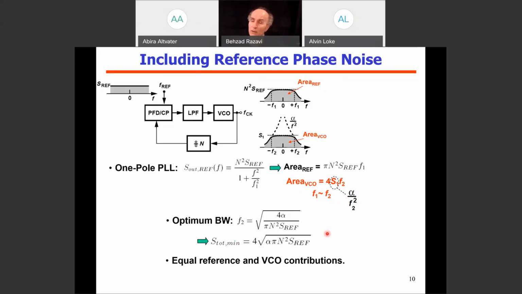Also keep in mind that, as we see, the loop bandwidths are going down in this situation. To reduce the loop bandwidth, we inevitably end up using a large damping factor for the loop. And when we use a large damping factor for the loop, F1 and F2 will be close to each other. There's not much difference between them.